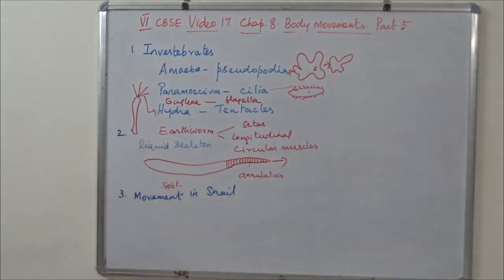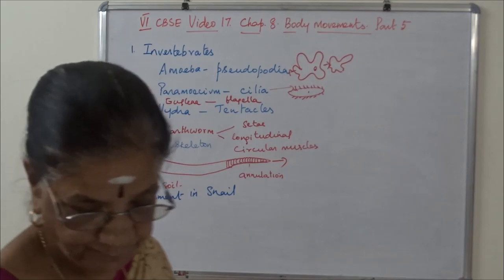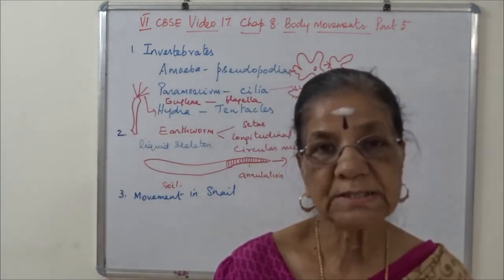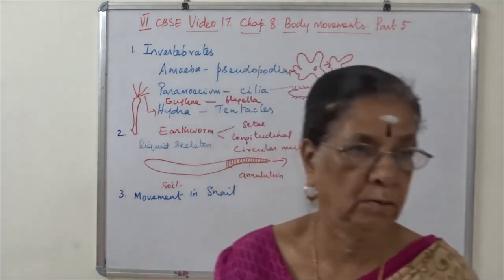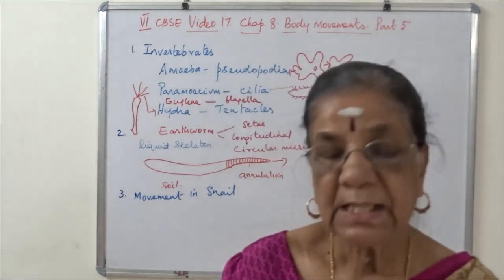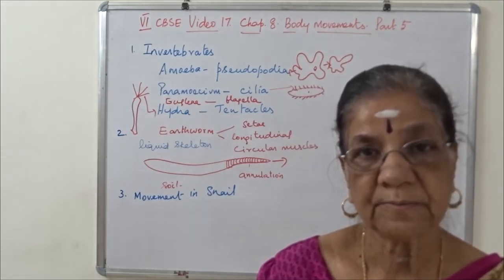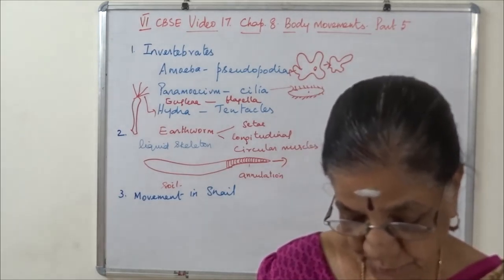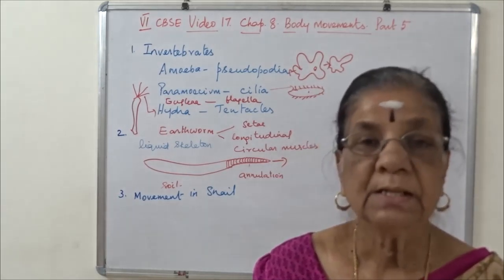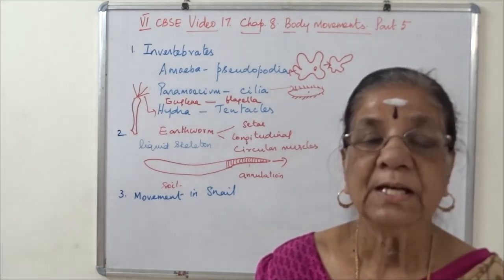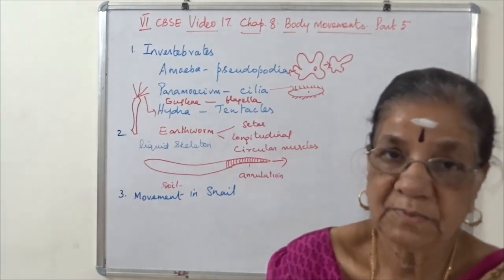Movement in snail. Apple snail, Pila globosa. Now the snail has a soft body but a hard shell for protection. Since the protective part is outside the body, it is called an external skeleton. So the snail will have an external skeleton.